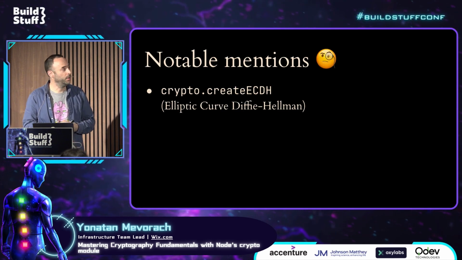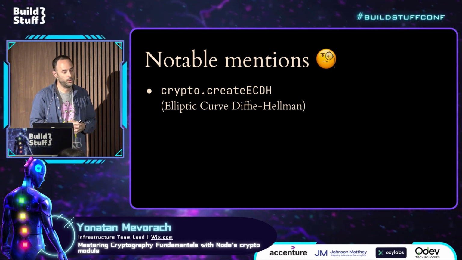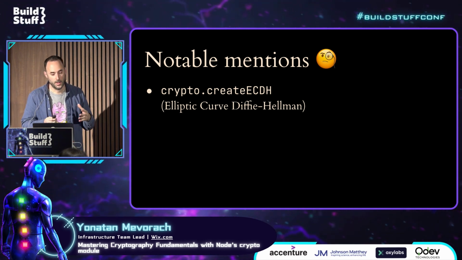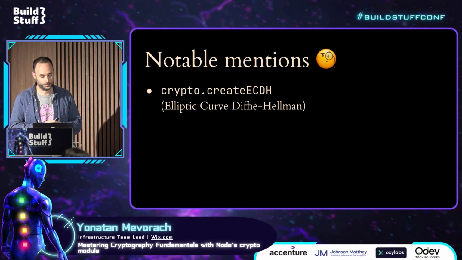Another notable mention here is something called elliptic curve Diffie-Hellman, also a product of this same group of researchers and something that's widely used today. So you can read about it more in the docs.